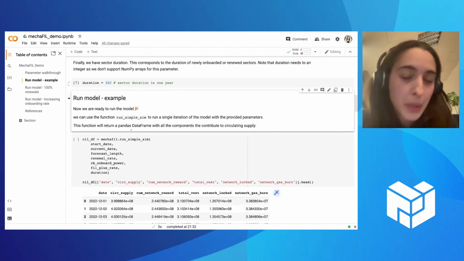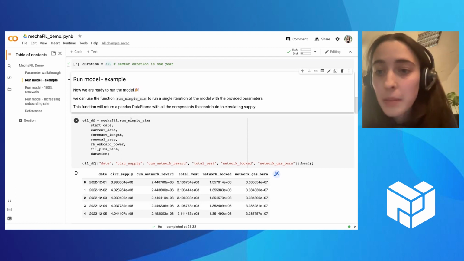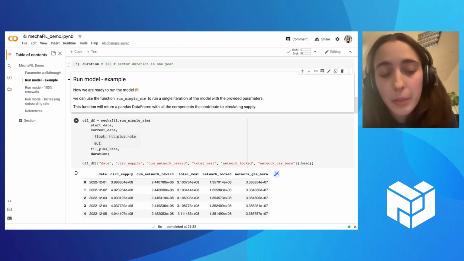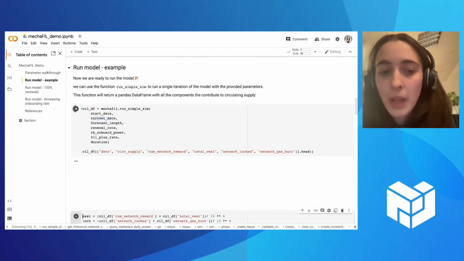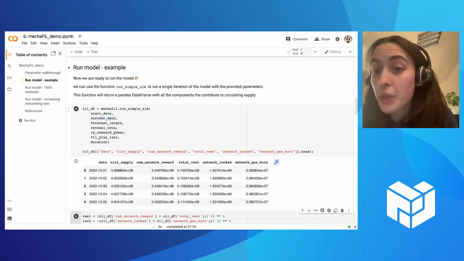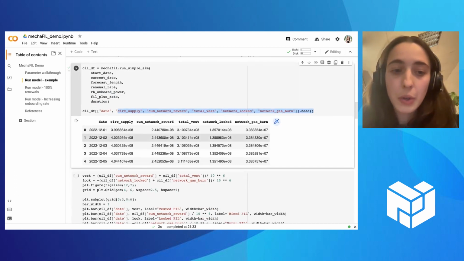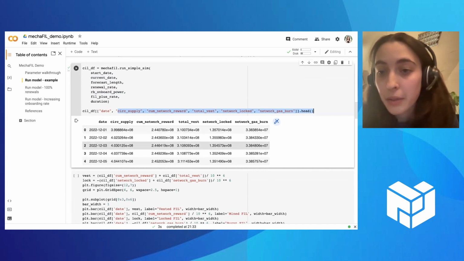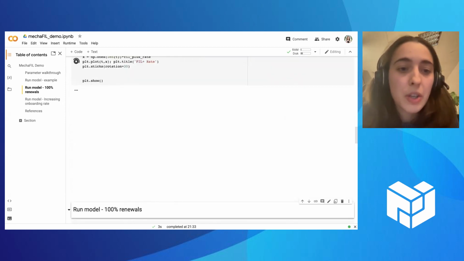So once these parameters are fixed, then we can just run the model. Here we are using this run simple sim. We are putting in all the parameters we defined, and then the result comes in a data frame, okay? Here I'm just selecting, so this data frame will include more statistics than what is being shown here, but I'm just selecting the ones that I talked about previously. So we have for each day, what is the circulating supply, what is the Filecoin being minted, being vested, being locked, and then being burned. And then we can do some visualizations.